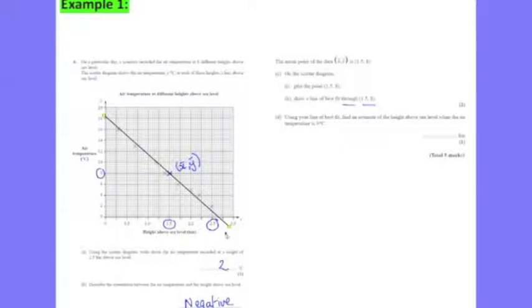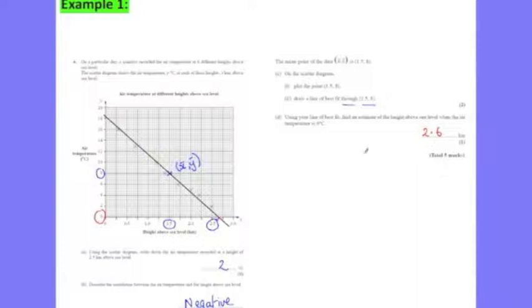Okay, now using your line of best fit, find an estimate of the height above sea level when the air temperature is 0. So here now we're looking at the air temperature being 0. So this is where the line of best fit is crossing the x-axis. On my particular graph, it's crossing just here at 2.6.